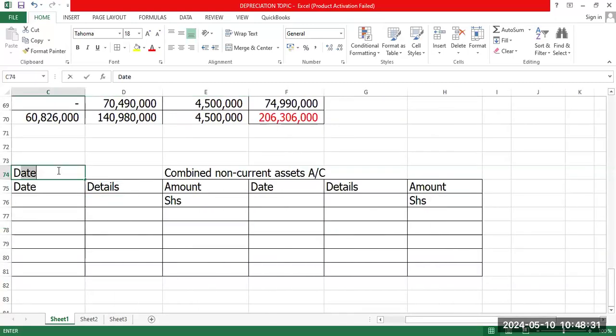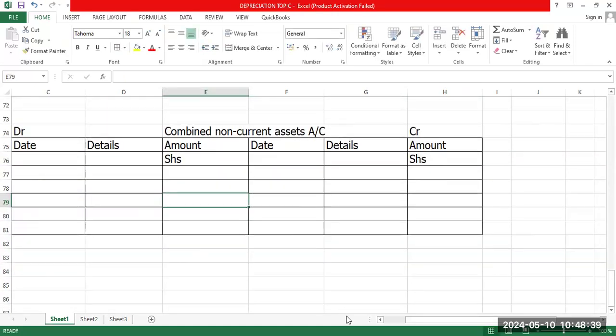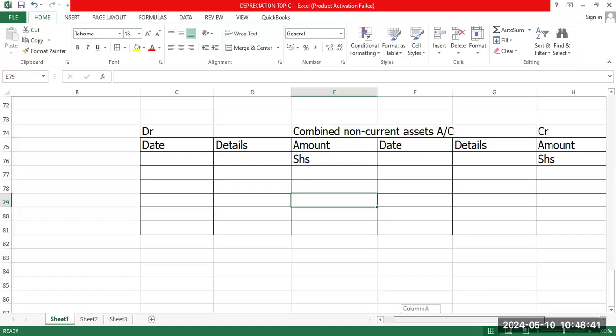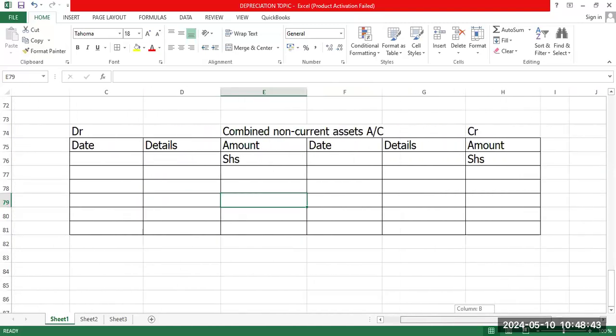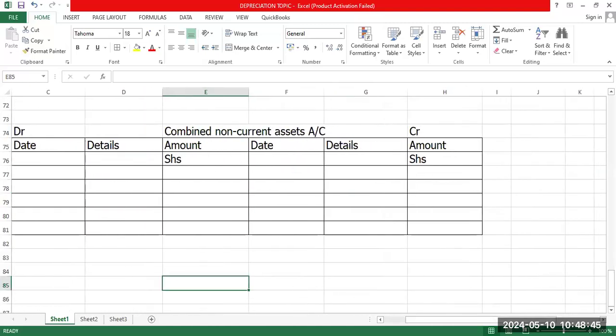Here you have debit. Here you have credit. So you can make that. You want to handle one by one. First, draw that. What do you want to do?